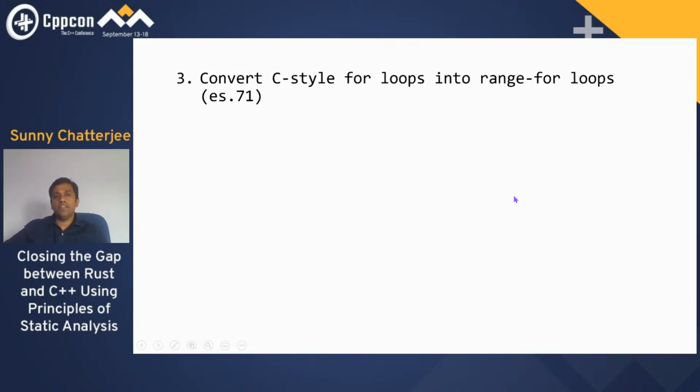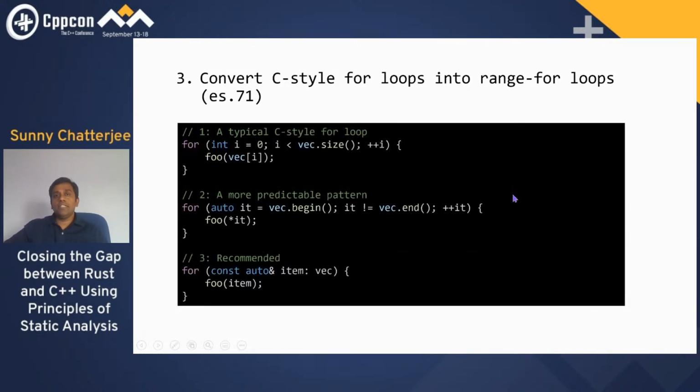The other example that's interesting is we want to convert C-style for loops into range for loops. Here is a typical C-style for loop example where you're going from 0, less than the size of the vector, and then you're indexing it by that variable i. In the second pattern, it's more predictable where we have the begin and end. We are still using naked iterators, and it's still possible to read past the end of the collection. If we are using naked iterators, it's not range checked. The third format is what we would recommend, where you're using a range for loop, and it's impossible for you to read past the range of the vector.